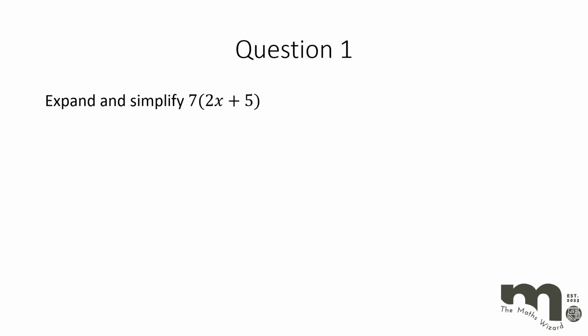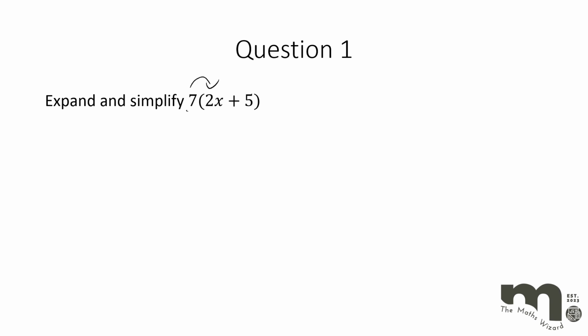So your first question then says expand and simplify 7 on the outside of the brackets, 2x plus 5 on the inside of the brackets. Now what this essentially means is when you've got this number on the outside of the brackets, you are multiplying this by everything inside the bracket. So you've got 7 lots of everything inside the bracket.